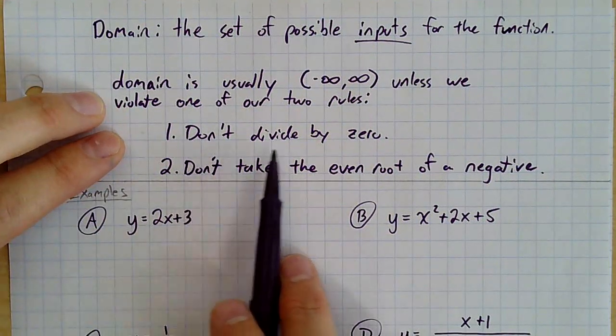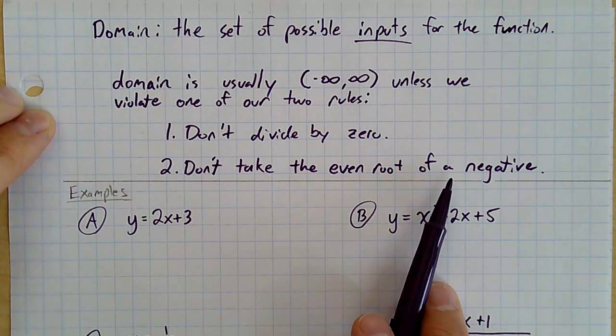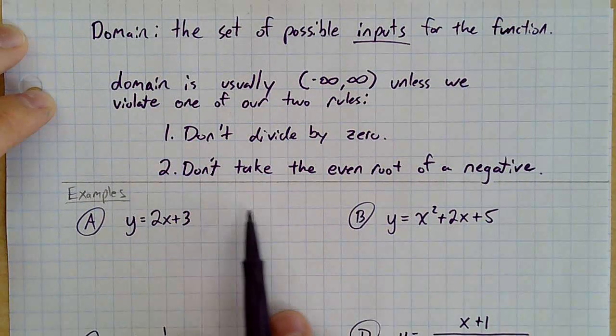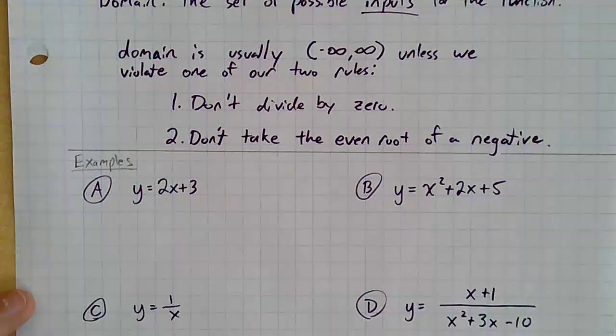We are not allowed to divide by 0, and we don't take the even root of a negative. So the square root of a negative is not going to be defined. These are not the only two rules. We'll add to this later, but for now, this will get us pretty far. Okay, so let's look at some examples here.